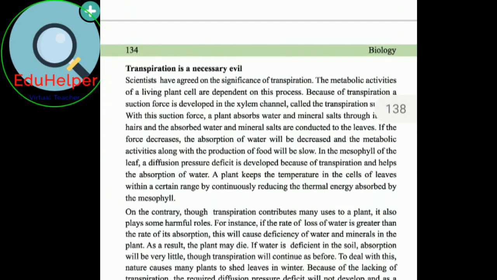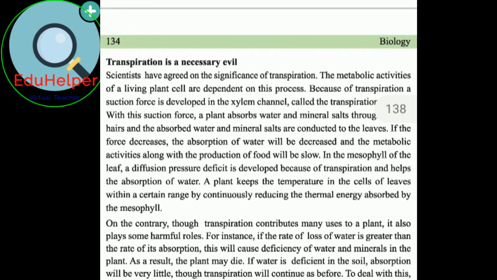You know that transpiration is called a necessary evil. Scientists have agreed on the significance of transpiration. The metabolic activities of a living plant cell depend on the process. Because of transpiration, a suction force is developed in the xylem channel, called the transpiration suction. With the suction force, a plant absorbs water and mineral salts through its root hairs, and the absorbed water and mineral salts are conducted to the leaves.